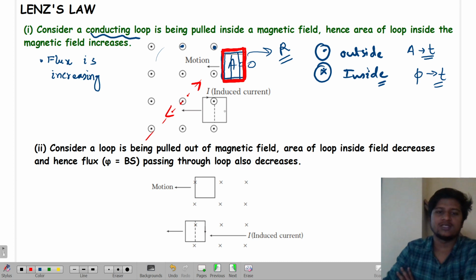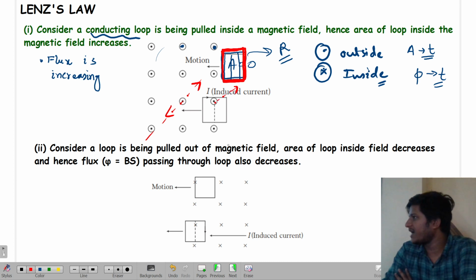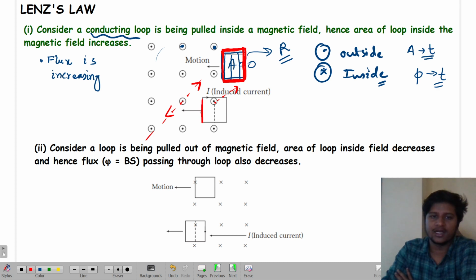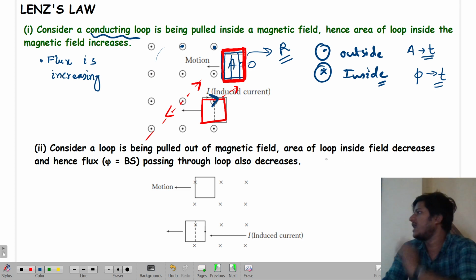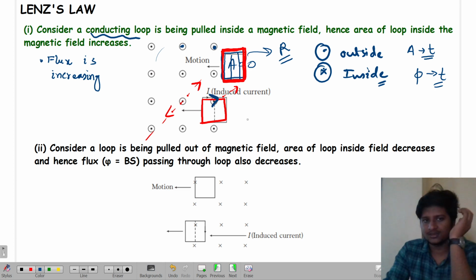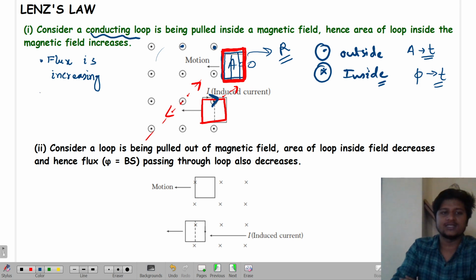So therefore, if it is entering inside, since it is generating what kind of magnetic field? Inside magnetic field. Therefore, the current produced is what? In this particular loop, it is in which direction? Clockwise direction. Got it or not? So flux is increasing. It generates.